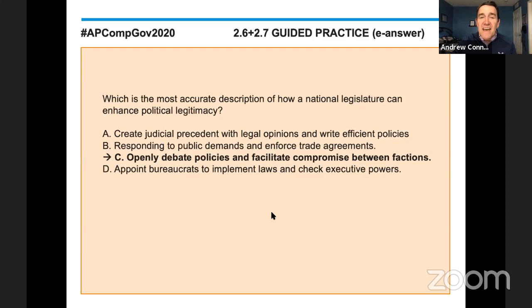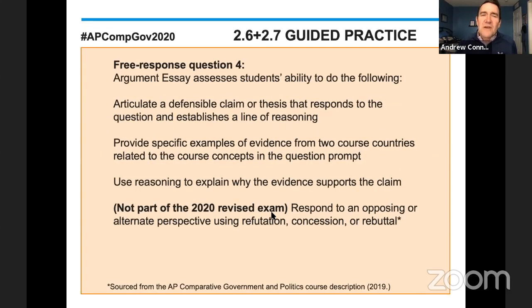We know that this revised exam will have no multiple choice questions in 2020. Instead, there will be 2 FRQs. We know that one of those FRQs will replicate what's called the argument essay. If your teachers have given you argument essays, sometimes they might have called this FRQ number 4.